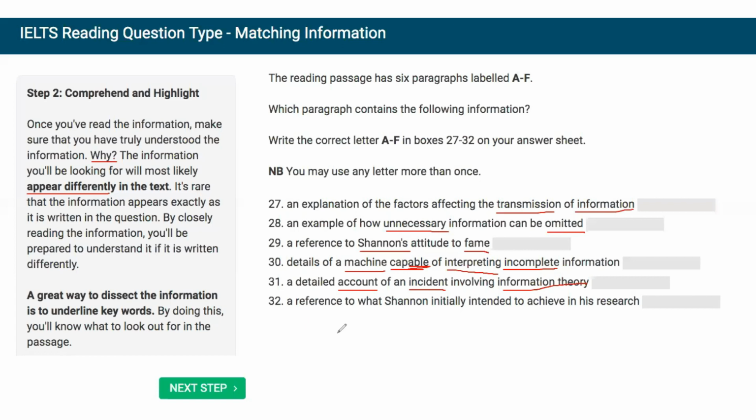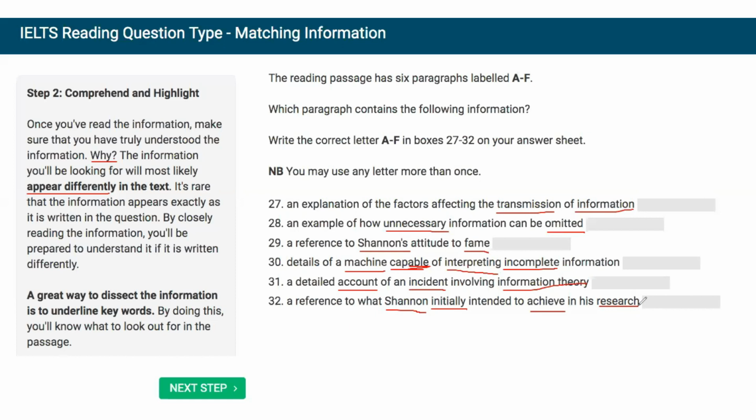And then number 32, a reference to what Shannon initially intended to achieve in his research. Again, we have Shannon, that's a great clue. And initially is a very good keyword here because it shows that it comes before something else. And we could say achieve in research, for example. Initially, another way to say initially could be beforehand or before something else or at first. Achieve could be to accomplish or to set his mind and complete a goal, for example.